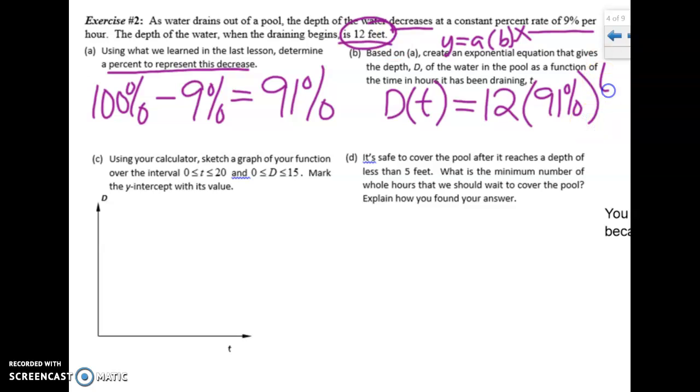And we need an exponent, and let's use T, our input value. Now, we can't use that because that's a percent. As always, I have to change this to a decimal value. So there you have it.